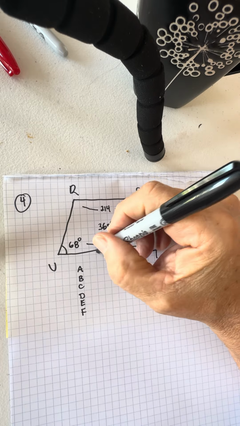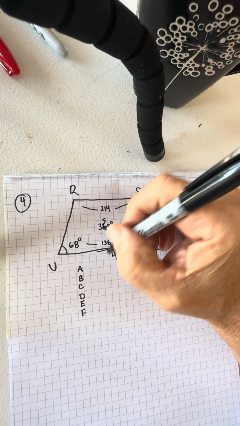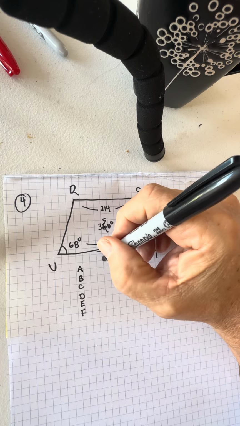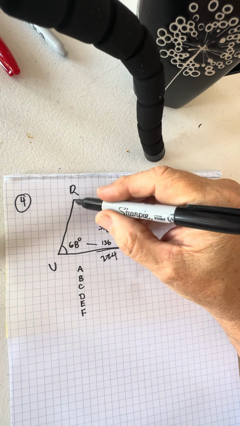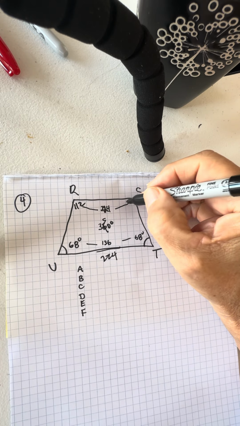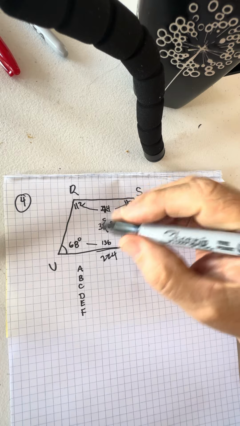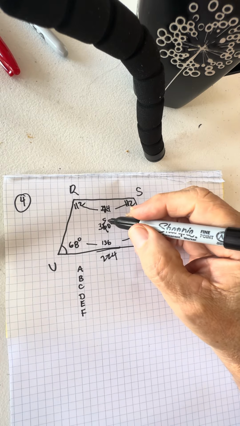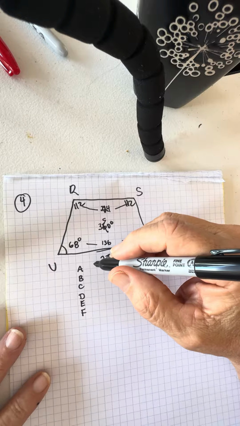360 minus 136 is 224, sorry, not 214. That makes this 112, and that 112. Okay, so that's me playing detective, doing some bad math, but I've straightened that out. All right, so let's go through A, B, C, D, E, and F.